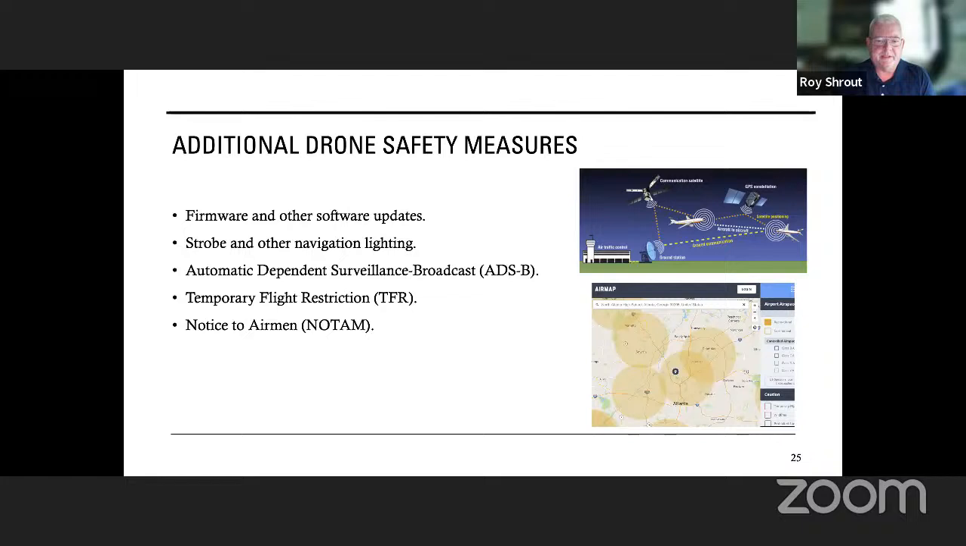I've flown those things for 8 years now, but firmware and software are constantly being updated, with new enhancements, new safety. The strobe and navigation lighting I talked about. I'm going to skip ADS-B. Temporary flight restrictions and notice to airmen. These are FAA terms that are done at airports or in geographic areas that you as a drone pilot need to check before you fly, because a lot of times if the president's flying somewhere, they will put flight restrictions up in that area and you can't fly your drones.